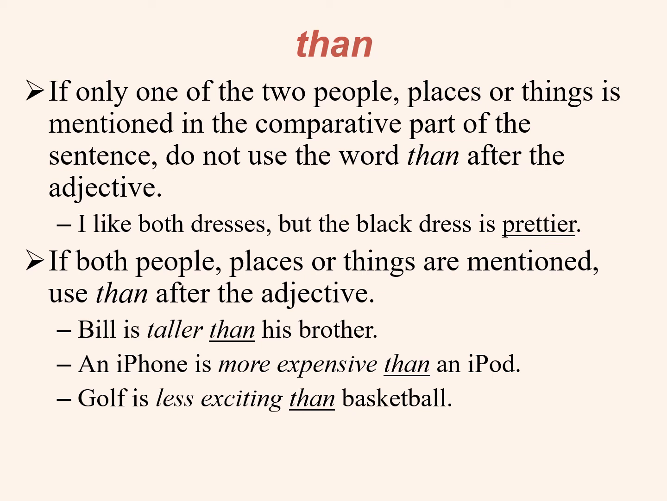And the final example, golf is less exciting than basketball. Here, again, we are comparing two things, golf and basketball. Because they are both mentioned in that part of the sentence, in addition to less exciting, we need the word than. So, if you have a comparative adjective in a part of the sentence and both people, both places, or both things are mentioned, then in addition to using the comparative form, we must follow the adjective with the word than.